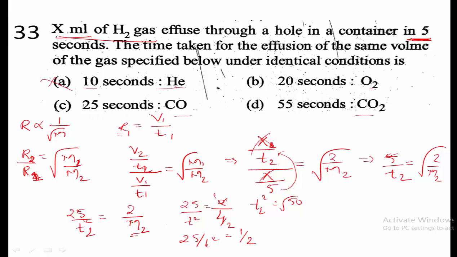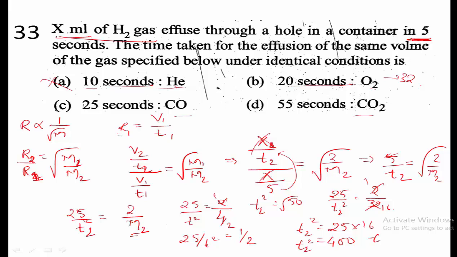So this is wrong, this relation is not correct. Next, take O2. For O2, the molar mass is 32. Again, just substitute that: 25 divided by t2 square is equal to 2 divided by 32. 2 ones are 2, 16s are 16. So t2 square is equal to 25 into 16, that is 400.